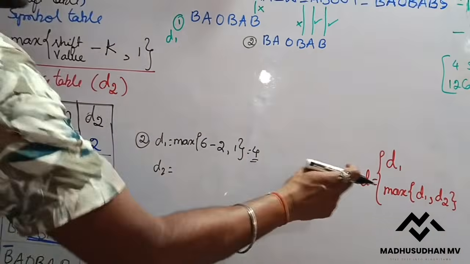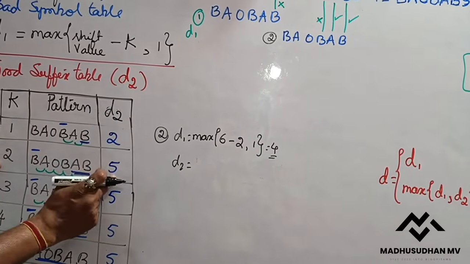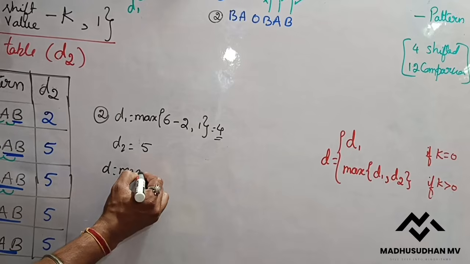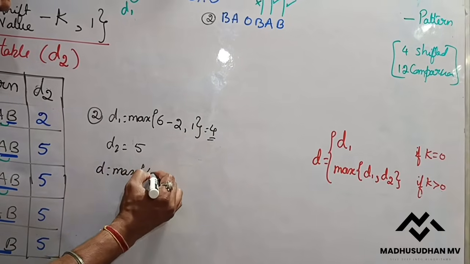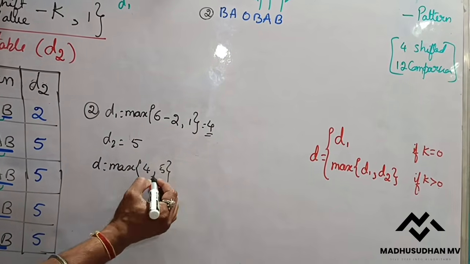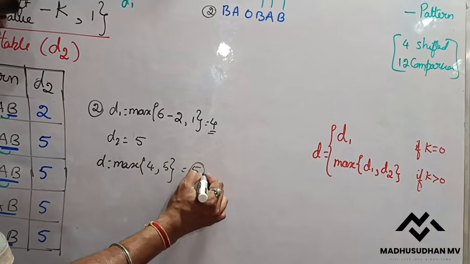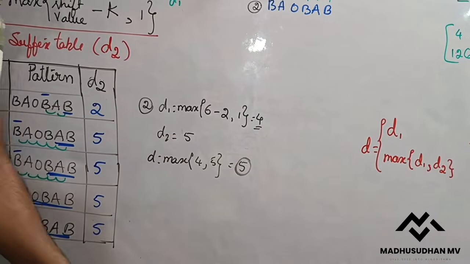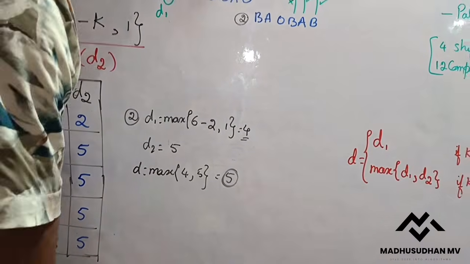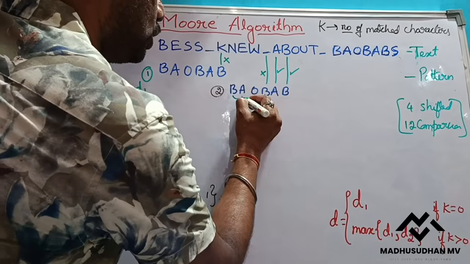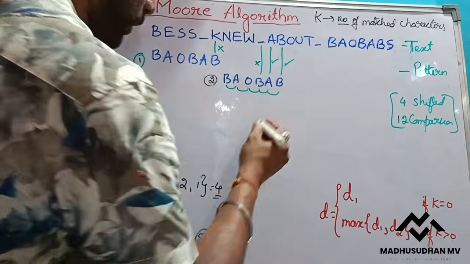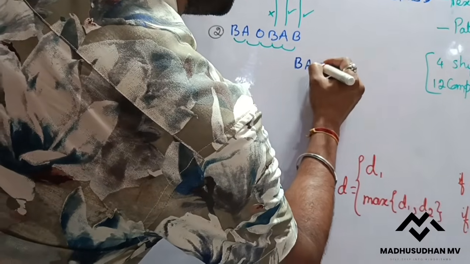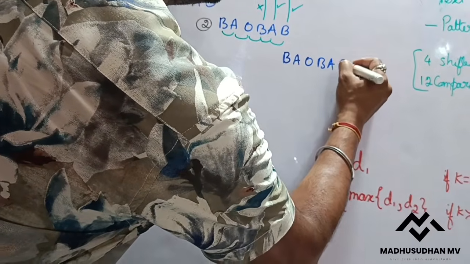D2 is what? D2 for K is equal to 2. K is equal to 2, D2 is what? 5. So D2 also is 5. Now D is equal to the maximum of D1, that is 4, and D2, that is 5, which is maximum 5. So you shift the pattern by 5 positions. That's what it says. Now I am shifting by 5 positions: 1, 2, 3, 4, 5. So now the pattern comes to this position.